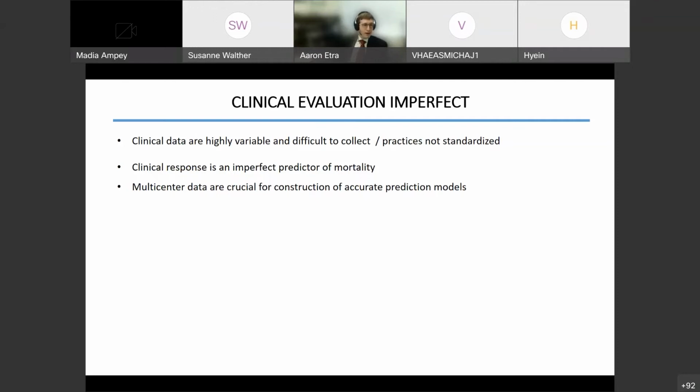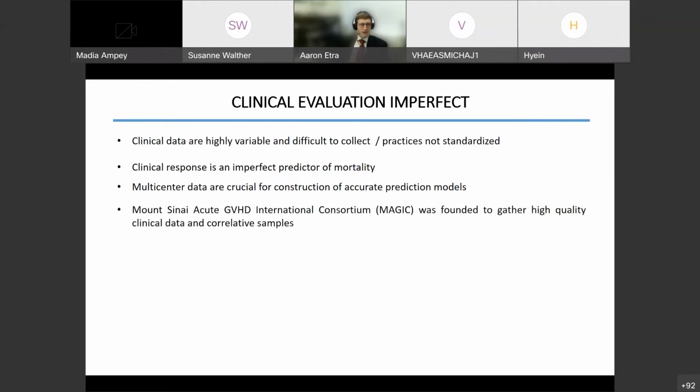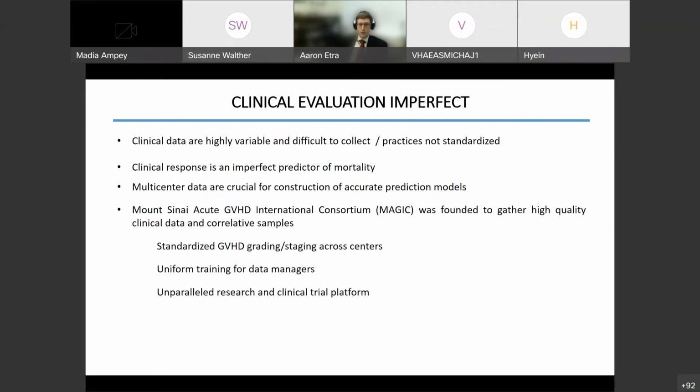And when you're trying to run a clinical trial, obviously making the correct diagnosis is absolutely critical to make sure that your inclusion criteria are met. So that already adds some complication. In any case, our research group at Mount Sinai, the Mount Sinai Acute Graft versus Host Disease International Consortium, which is led by Dr. John Levine and Dr. Jamie Ferrara, was founded to gather high-quality clinical data and correlative samples, not just here at Mount Sinai, but in centers the world over. And this employs a standard graft versus host disease grading and staging system.